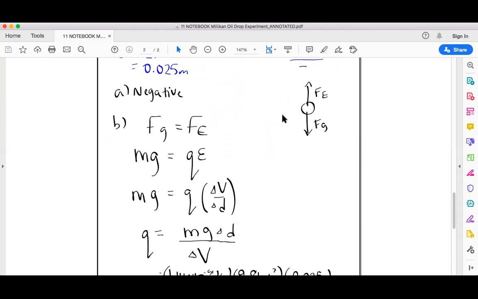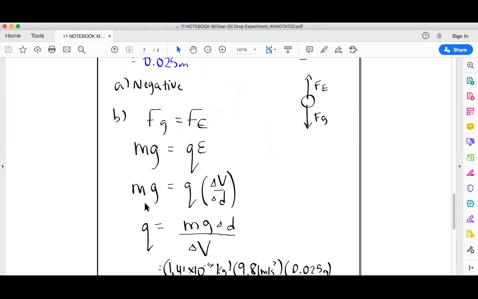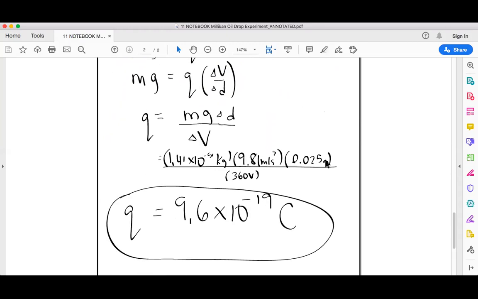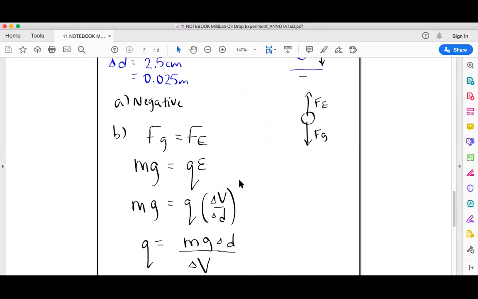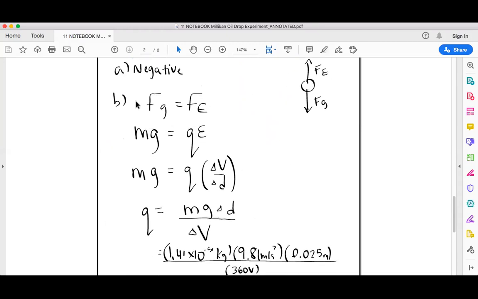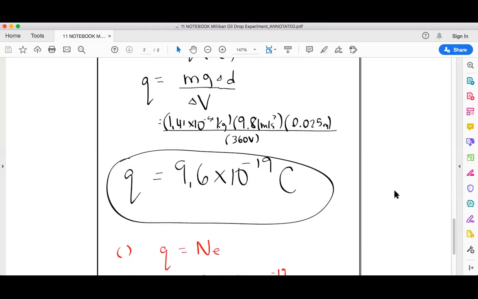We calculate the magnitude of the charge by using the FBD to say Fg equals Fe, mg equals Q epsilon, mg equals Q times delta V over delta D, and then we substitute in our numbers. Remembering that whenever we use an FBD and we write some sort of dynamic statement based on FNet, we've already considered the direction based on the FBD. So we did Fe minus Fg equals 0, or the other way around. So this is just giving us the magnitude of the charge, but we still have to use the diagram and common sense to figure out if it's positive or negative.